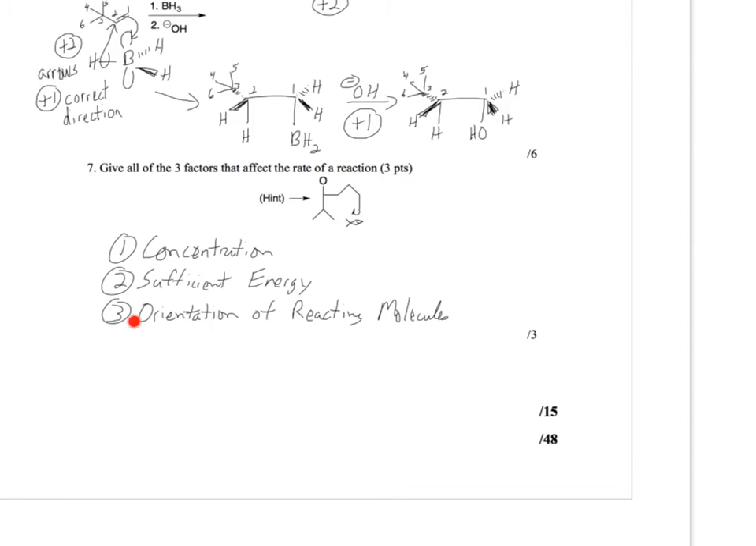But that's not enough. They also have to run into the hook in the correct way to actually be hooked, so orientation matters as well. So concentration, sufficient energy, and orientation of the reacting molecules are the 3 things that affect the rate of reactions.